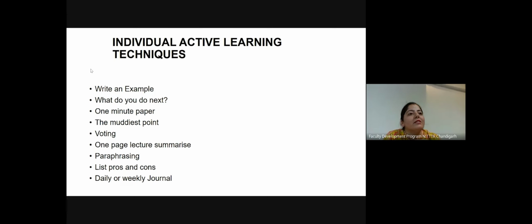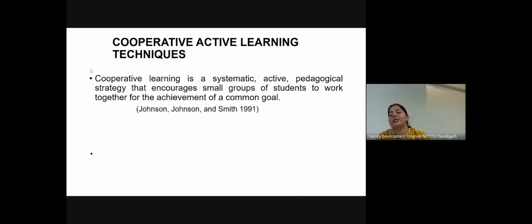1-page lecture summarization. At the end of the class, 10 to 15 minutes, the student will write about any question that is complex by nature asked by the teacher. List pros and cons, or the student will develop a daily or weekly journal. So these are a few of the examples that we can incorporate in individual active learning strategies.